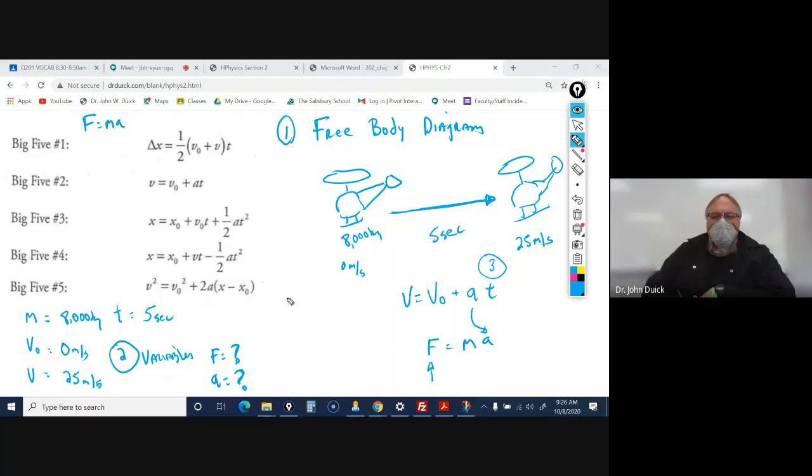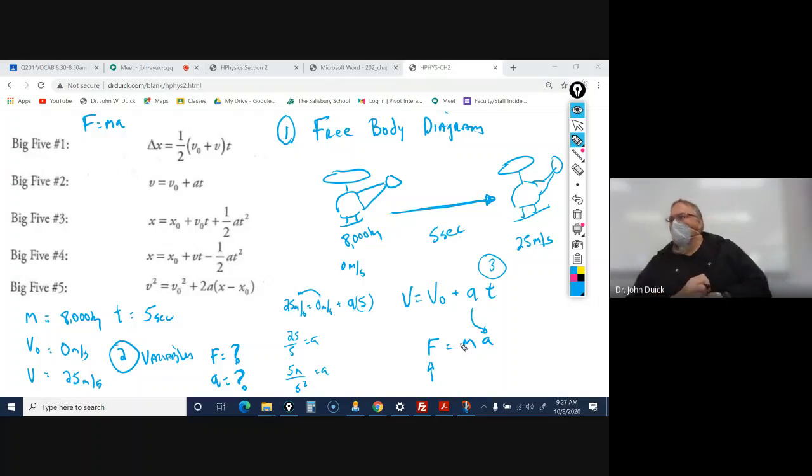V, which is what? 25 meters per second equals V0, which is 0 meters per second, plus A, I don't know what it is, times 5. And you could write 5 like that so you know it's not an S, right? So what do we end up with? Obviously, this goes to the other side. Subtract 0 anyway, so we don't care. 25 divided by 5 equals A. It ends up being 5 meters per second squared equals A. Everybody good?